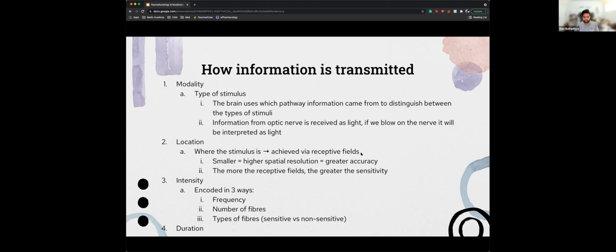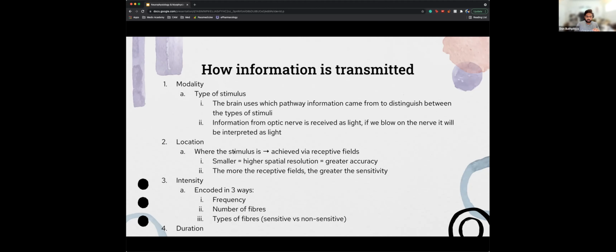Like the example here, the optic nerve receives information as light, right? So technically, if you blow on the optic nerve, even though we can sense the blowing, what the optic nerve transmits is going to be interpreted as a type of light. I hope that makes sense. If that's confusing people, don't worry, it just takes a while to go over. Feel free to message me if that doesn't make sense.